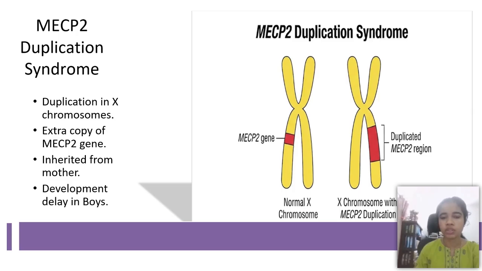This leads to too much MECP2 protein, which disrupts brain and immune development and function. In many families, the duplication is inherited from the mother, who carries the change without symptoms because she has another normal X chromosome. Boys, who have just one X chromosome, show the syndrome more strongly. Children with MECP2 duplication have low muscle tone, developmental delays, frequent infections, feeding difficulties, and sometimes seizures as well.